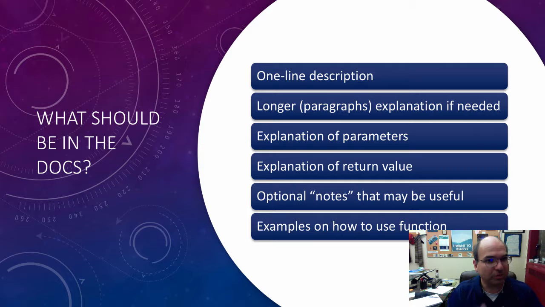And finally, you should always have examples. How do you use this function? So for example, if you compute the length of a string, then have some examples like length of A, B, C, D, E, that's 5. Length of A, B, C, that's 3. Just so people know how to use it, okay?